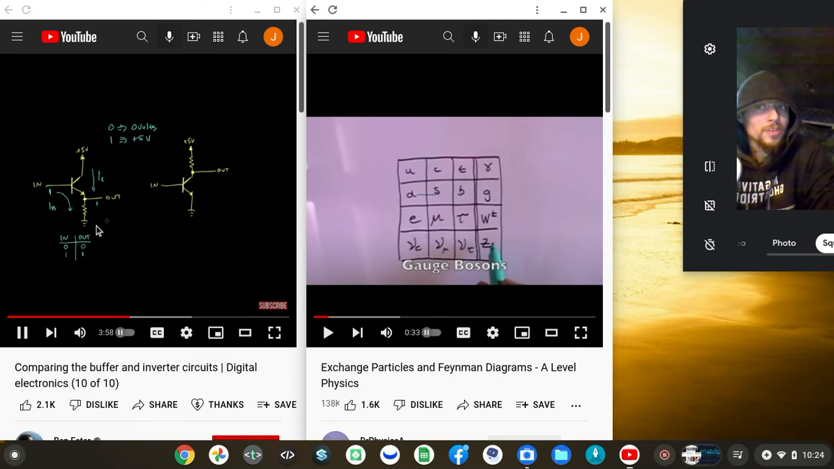One of them is this, which is called an emitter follower. Let me read it, I apologize, my handwriting is terrible. Emitter follower.